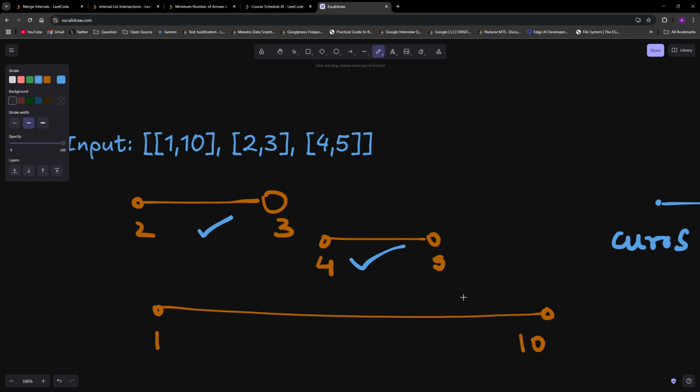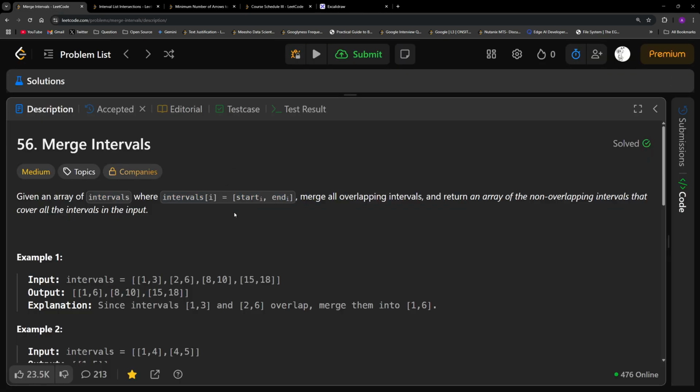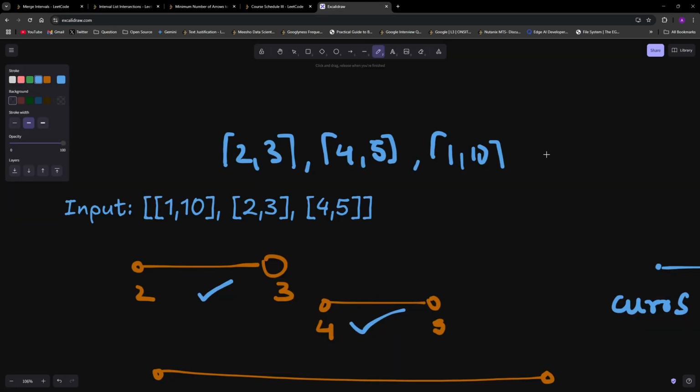Now the things will get messier, because your list would already have these entries. And now you're trying to put 1 comma 10. And what does the question say? The question says that we need to return an array of non-overlapping intervals.